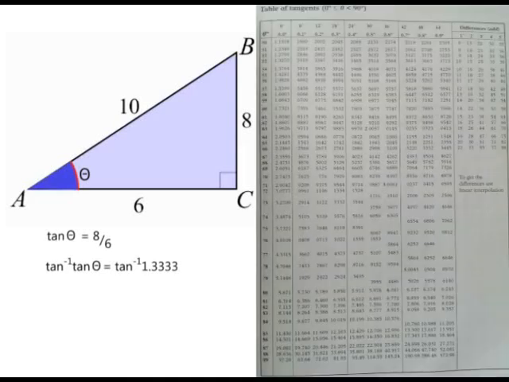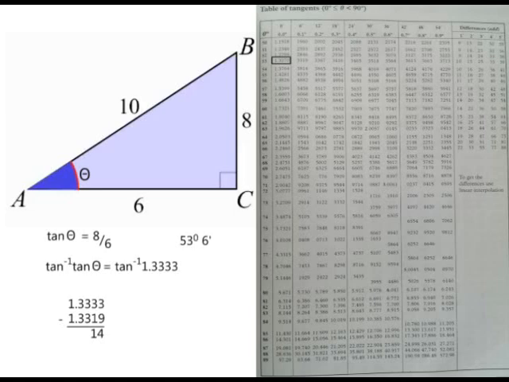From the table, we look for 1.333, or if it's missing, we look for the nearest smaller number. From the tables, the nearest number appears to be 1.3319, and that matches with 53 degrees and 6 minutes. But we had 1.3333. We get the differences between the numbers. 1.3333 minus 1.3319 gives us 0.0014. We go to the differences column and look for 14, or the closest number.